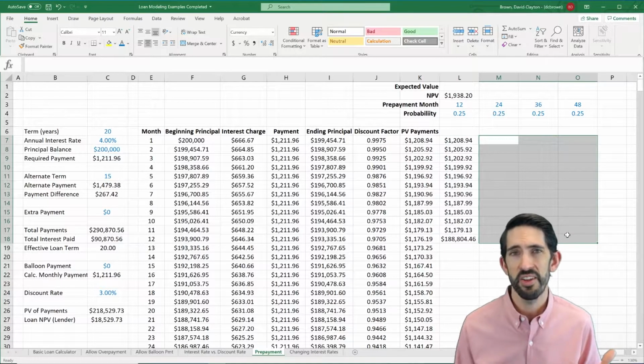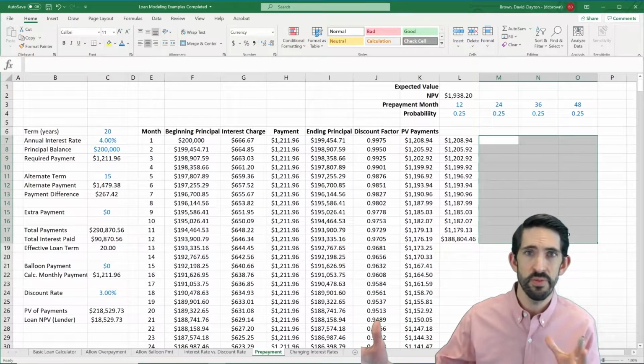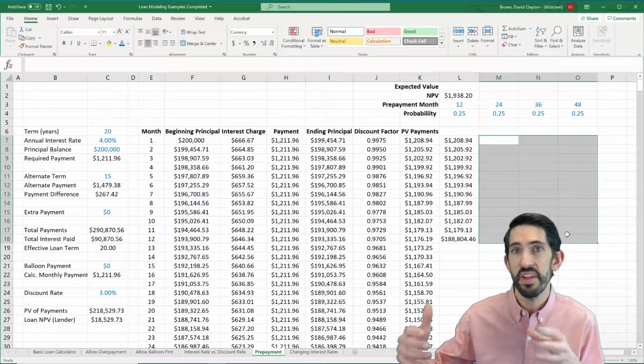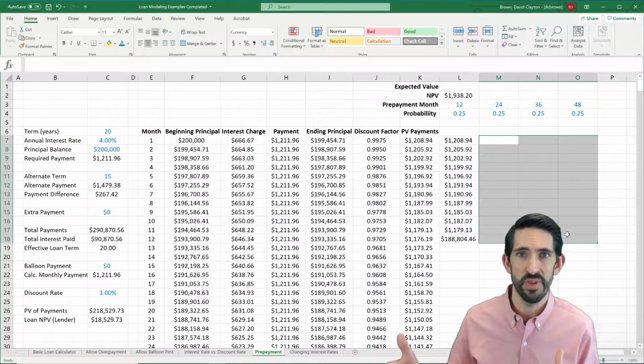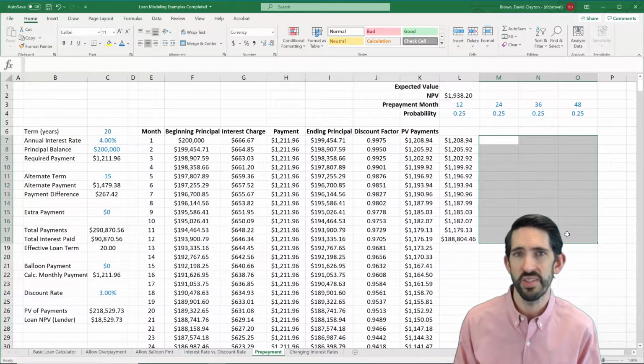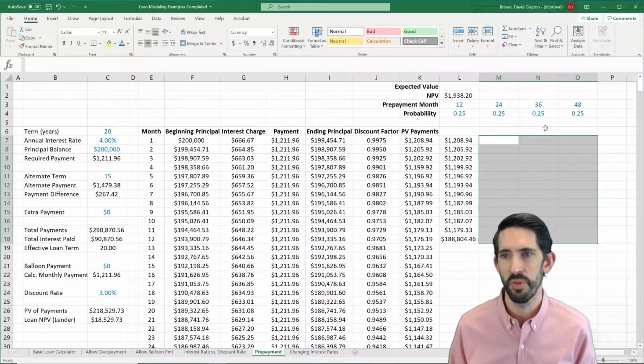And really, in reality, you'd probably do this over maybe 30 different years of prepayments, or even every month. So now we're talking about 240 different months to do this over. All right, you don't want to have to do it that way. So let's figure out a way to do this with a formula.